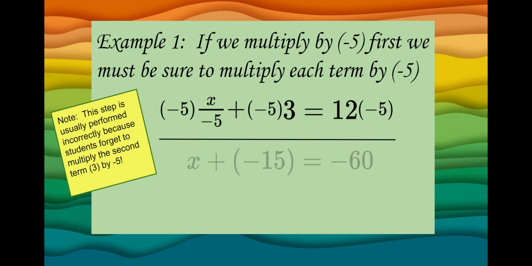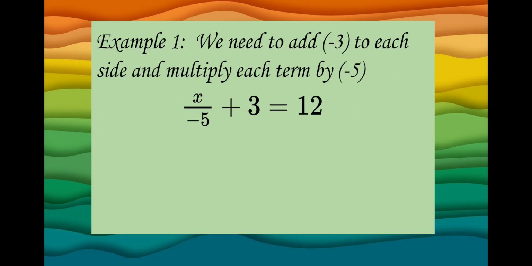If we do, however, multiply it correctly, we get x plus -15 equals -60. We then could add +15 to both sides, and we'd find that x is equal to -45, which is the correct answer. However, let's take another approach.